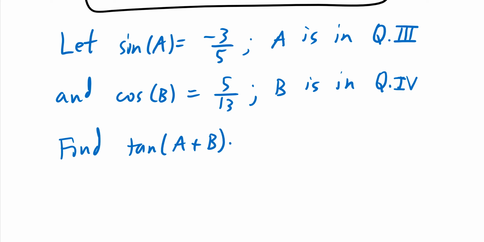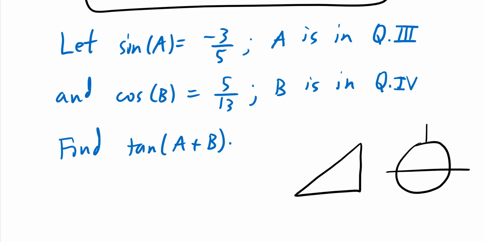Again, the easiest way is to draw a right triangle and a circle. A is in this quadrant. That's where A is located. A is here.